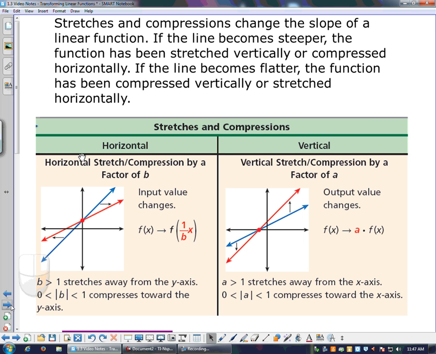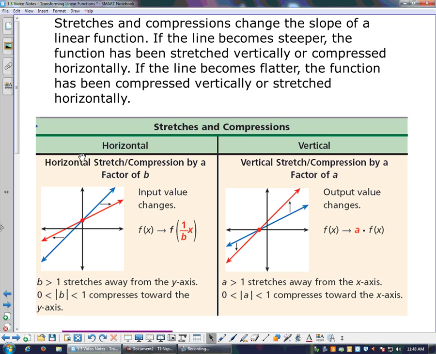Okay, so stretches and compressions will change the slope of a linear function. If the line becomes steeper, the function has been stretched vertically or compressed horizontally. If the line becomes flatter, then the function has been compressed vertically or stretched horizontally.